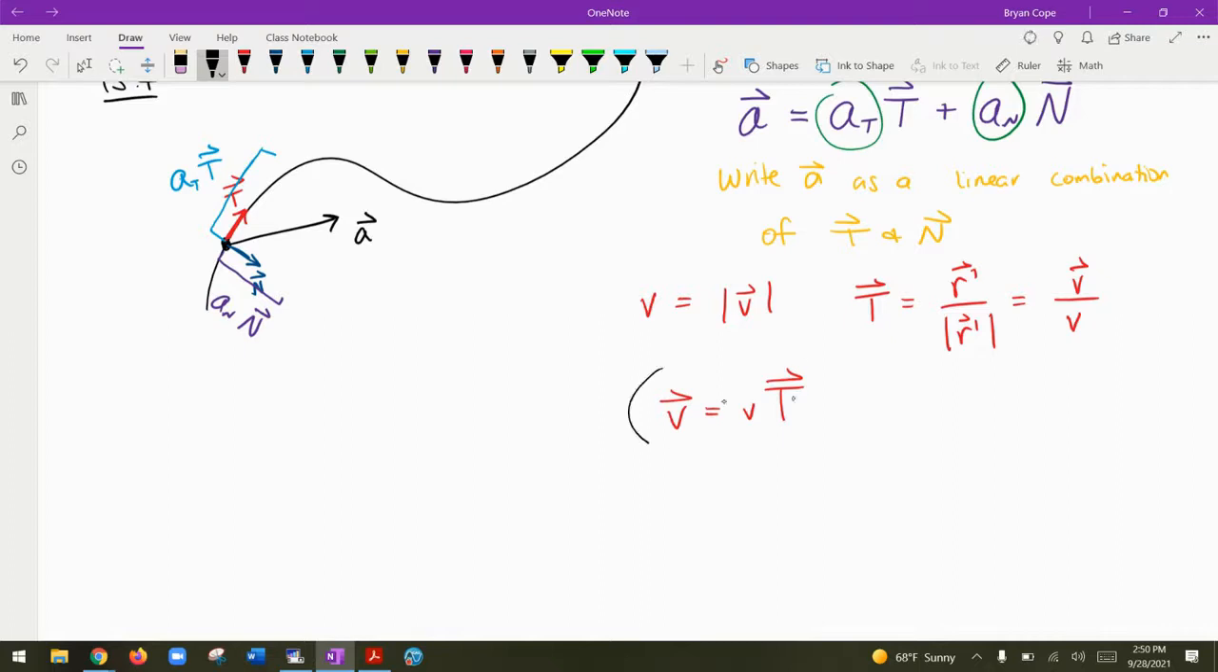I'm going to differentiate both sides now, d/dt of both sides. What's d/dt of v? Good, acceleration. Now look what we're dealing with on the right. This is a scalar function, an expression with t's in it. This is a vector function. We're going to differentiate it, so we're going to use the product rule. It's going to go like this: v prime big T plus v times big T prime.